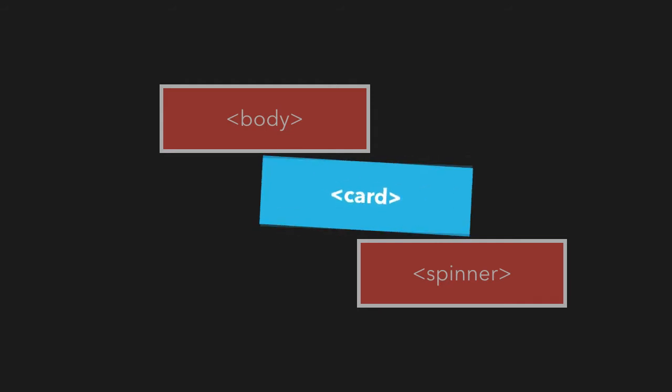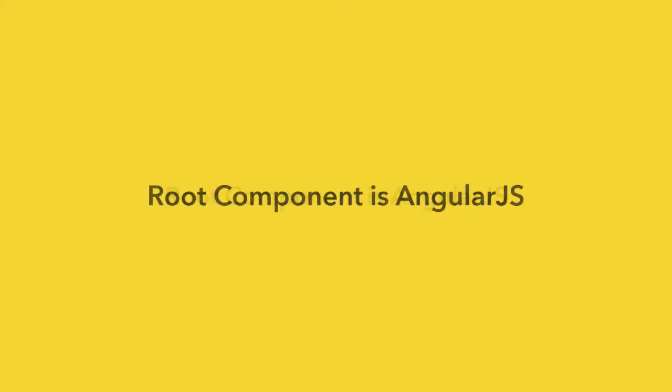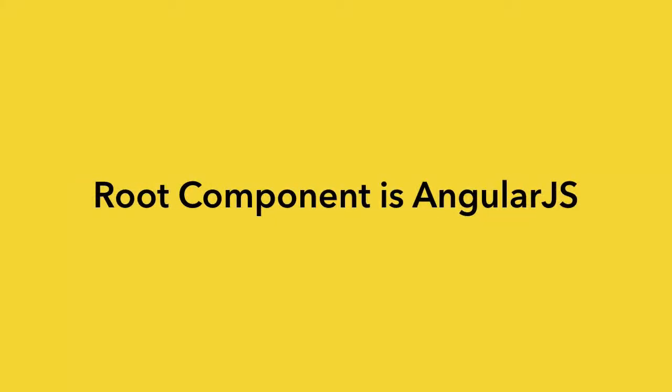But in order to use the card entity inside an AngularJS entity of body, we need to downgrade it. At the same time, in order to use the AngularJS spinner entity inside our Angular card, we would need to upgrade it. And the important thing to know is that AngularJS is always bootstrapped first and owns the bottommost view. So the root of everything is an AngularJS component. The top of your tree of components needs to be AngularJS, so you'll always have to downgrade it to get it to work.